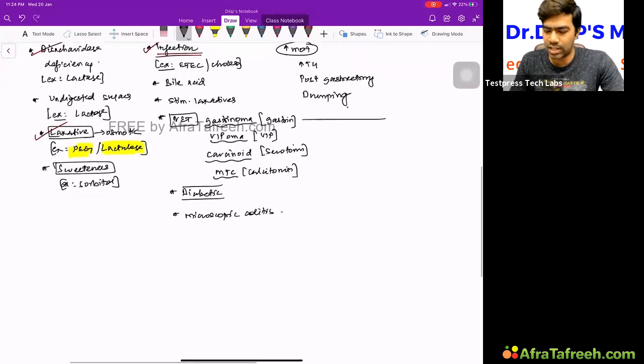And apart from that, there are some conditions that produce low motility. They don't really cause diarrhea, but still, because of low motility, you can encounter constipation. What are the conditions that produce low intestinal motility? Because of that, you will get constipation.